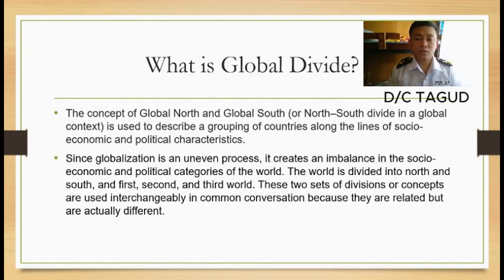What is the global divide? According to our research, the global divide is the concept of global north and south, or the north-south divide in a global context. It is used to describe a grouping of countries along the lines of socio-economic and political characteristics. Since globalization is an uneven process, it creates an imbalance in socio-economic and political categories. The world is divided into north and south and the first, second, and third world. These two sets of divisions or concepts are used interchangeably in common conversation because they are related, but are actually different.